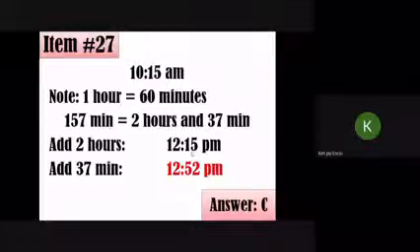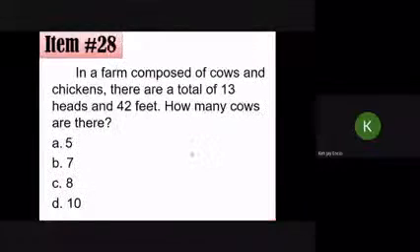Next number, 28. In a farm composed of cows and chickens, there are a total of 13 heads and 42 feet. How many cows are there? 5, 7, 8, or 10? What did you do?